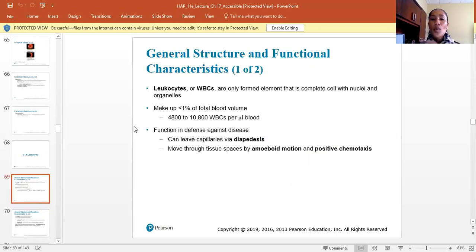Okay. White blood cells, leukocytes. They are the only formed elements that are complete, meaning that they have a nucleus and other structures that we find in normal traditional cells. When a person is healthy, we find that there's less than 1% in a whole blood sample, and their function is to prevent the body from being infected from pathogens.